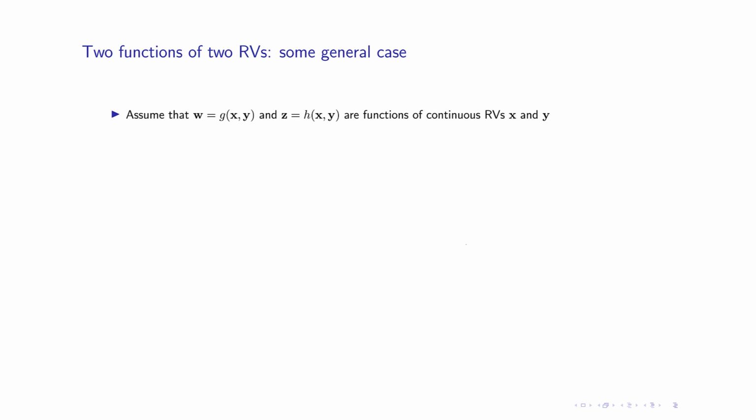So the first thing we need to assume is that the pair of random variables X and Y need to be continuous type. That means that the joint CDF F_XY of X and Y should be a continuous function in both x and y.